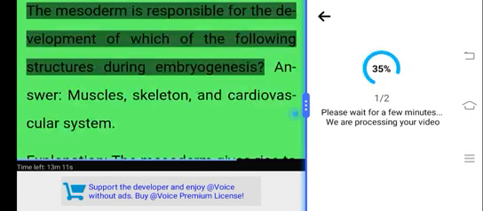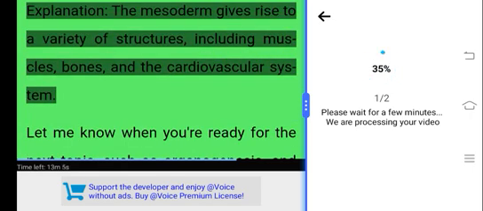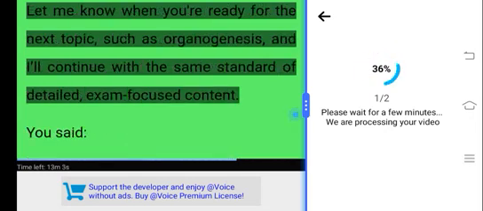CSIR-NET JRF December 2019. The mesoderm is responsible for the development of which of the following structures during embryogenesis? Answer: muscles, skeleton, and cardiovascular system. Explanation: the mesoderm gives rise to a variety of structures, including muscles, bones, and the cardiovascular system.